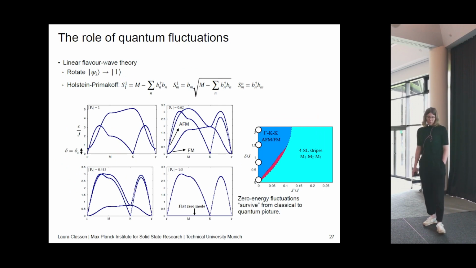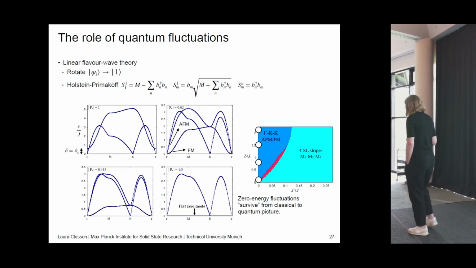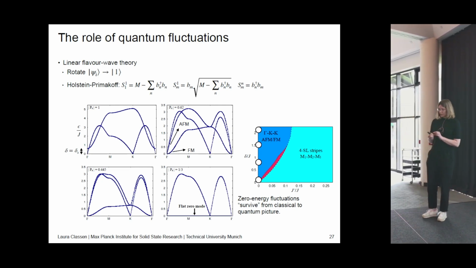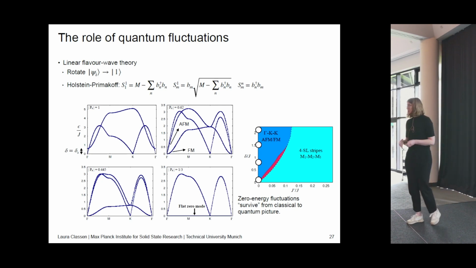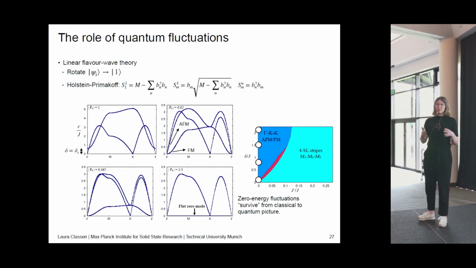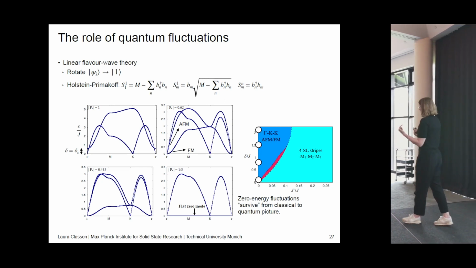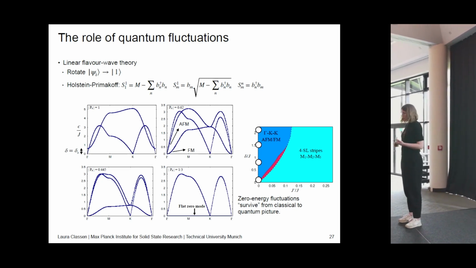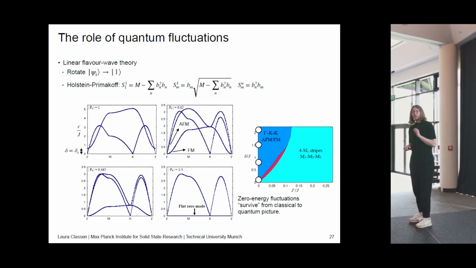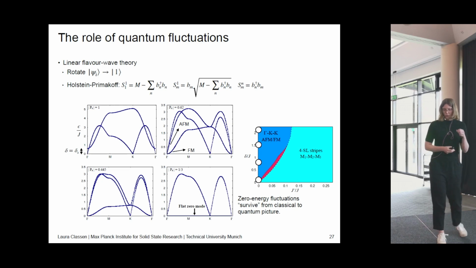Okay, so this was mean field theory without any quantum fluctuations. As the next step, we wanted to add quantum fluctuations, and maybe the easiest thing to do is linear flavor-wave theory, which is the same thing as spin wave theory, just for four flavors. So this means that we rotate our mean field ground states in such a way that they all point up along flavor 1 on each of the lattice sites, and then we do a Holstein-Primakoff transformation where we introduce bosons to model our spins.